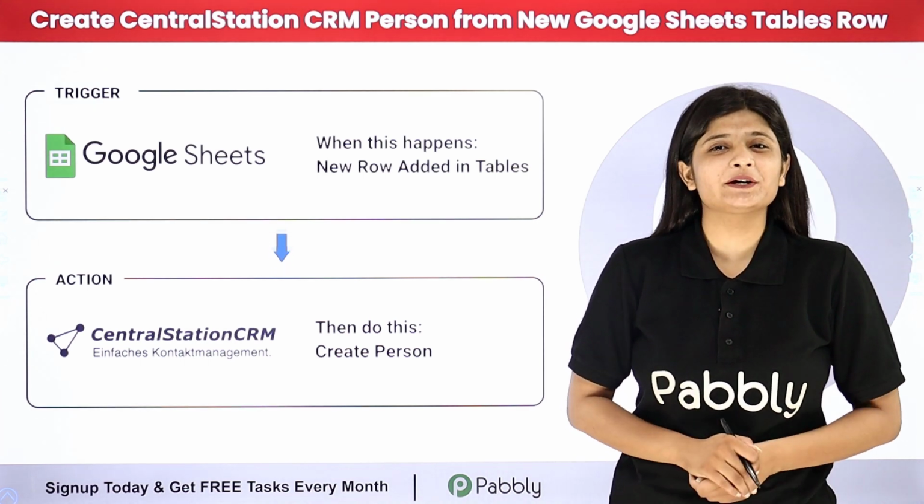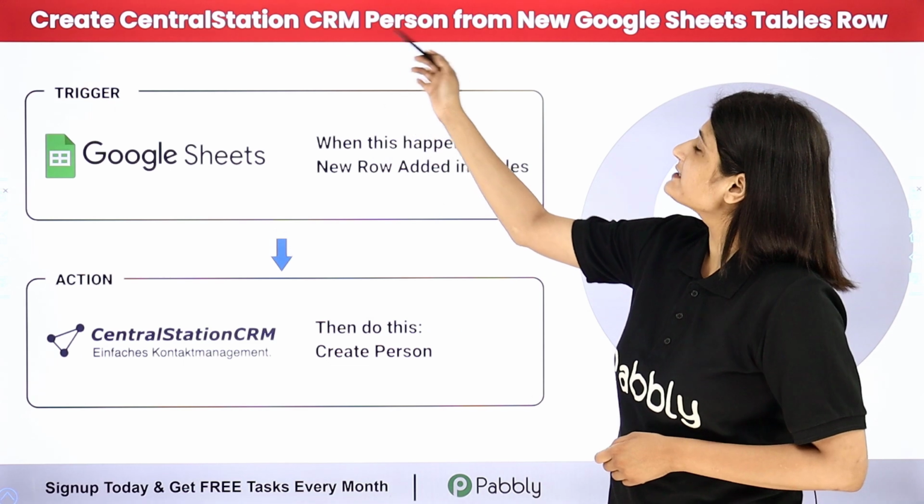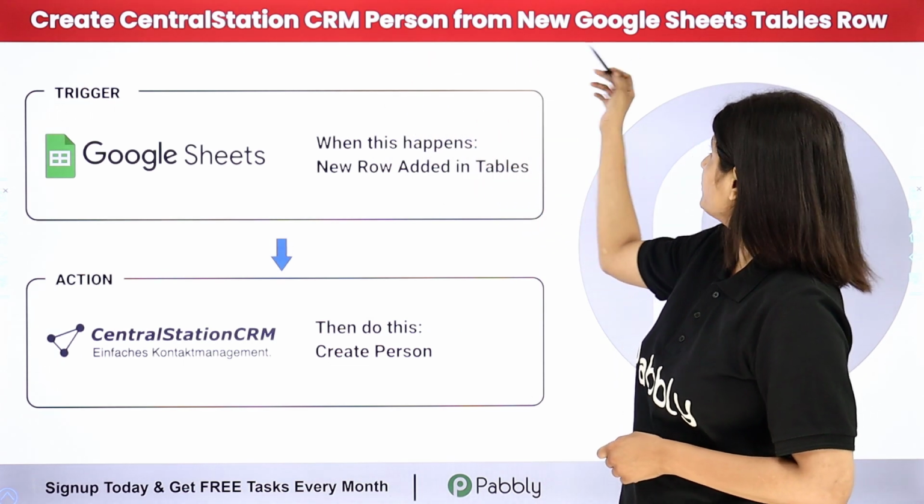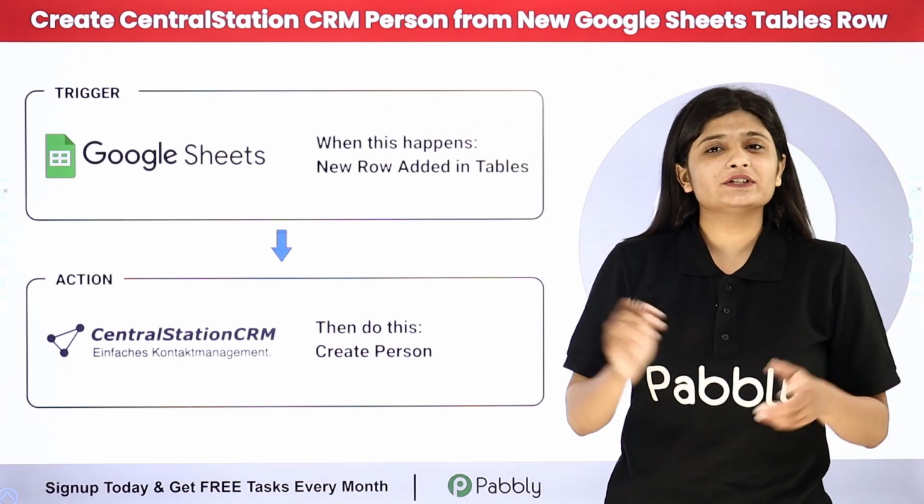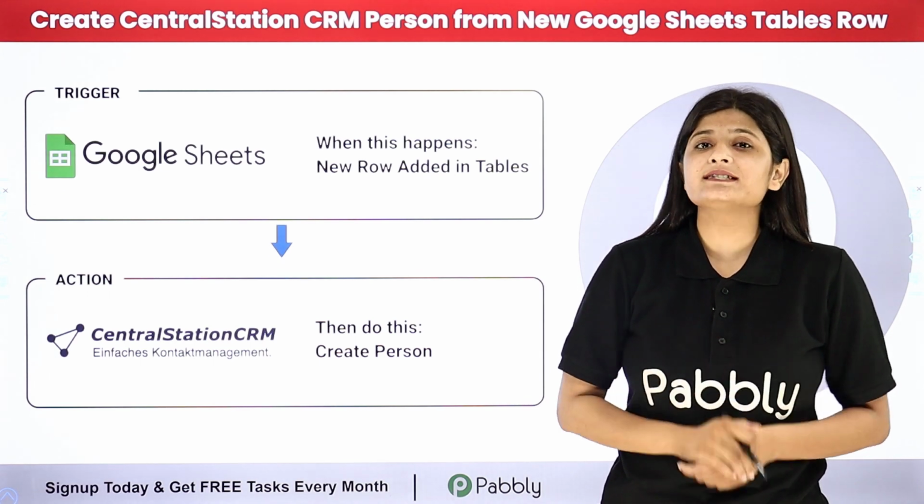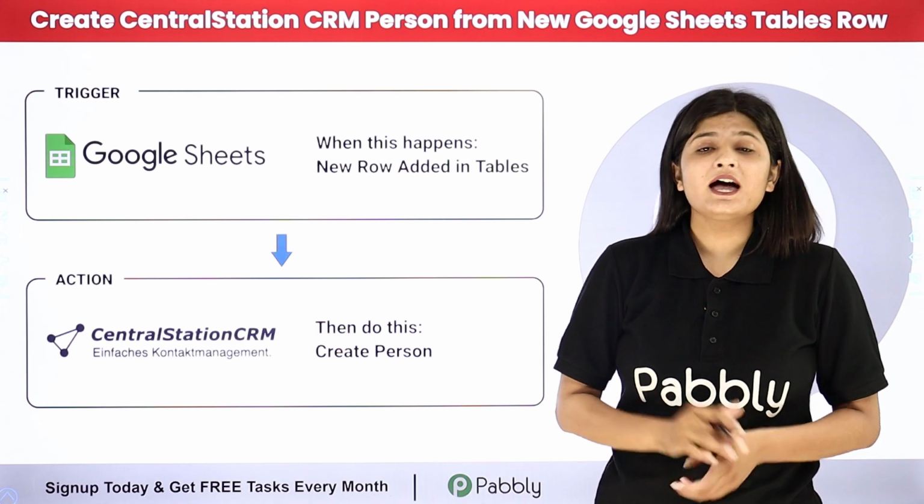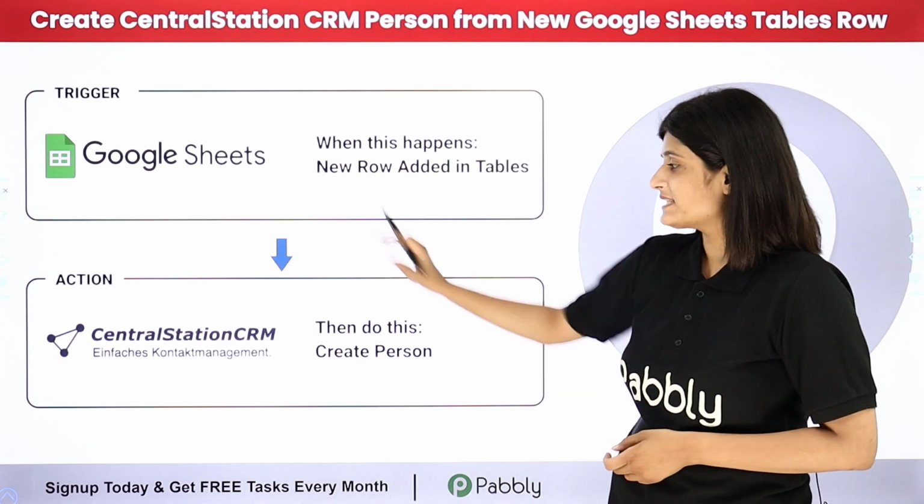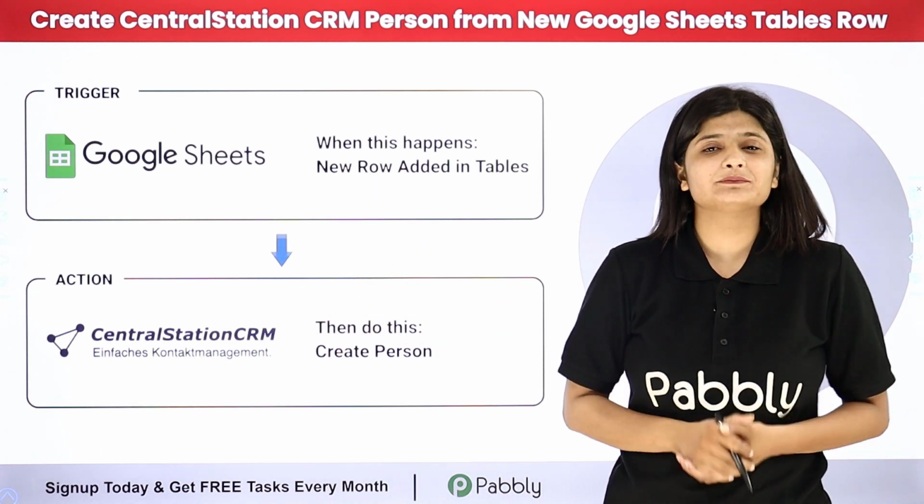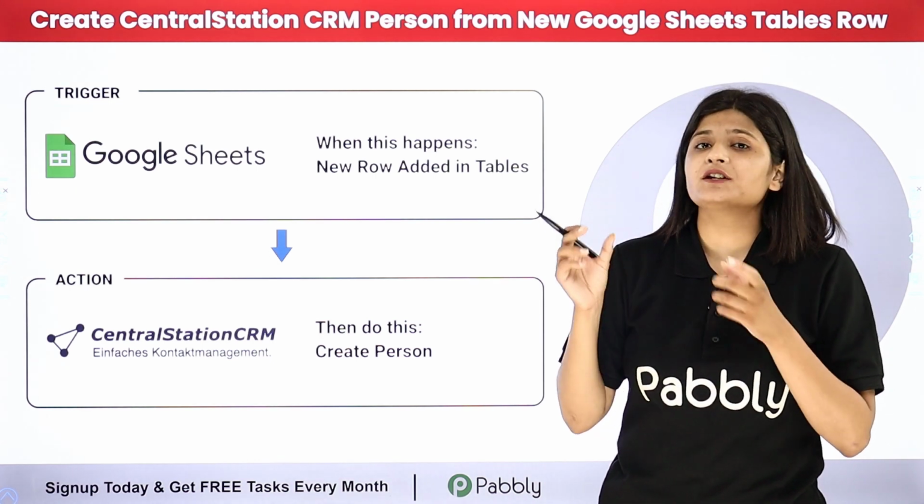So in this video we are going to learn how to create CentralStation CRM person from new Google Sheets tables row. So let's suppose I am running a marketing agency and collecting all my customer details in my Google Sheets tables, and then I am creating person in CentralStation CRM manually. So a new row represents a new person.